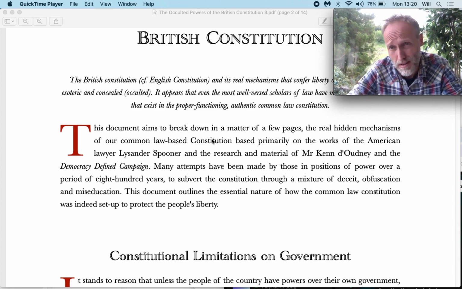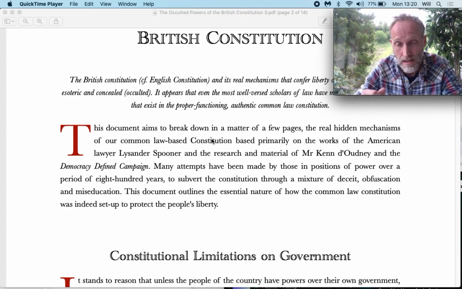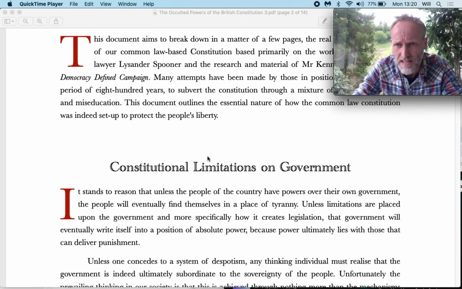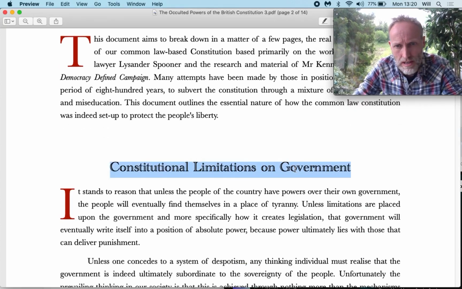Its main sources are the 1852 essay by Lysander Spooner, and also that interpreted by Ken Dewdney of the democracydefined.org campaign, and I really would urge you to go onto that website and have a look at the excellent work that he's done on this, and maybe even purchase his book, Democracy Defined, The Manifesto, which is a fantastic and important resource as well. So let's get into this. Constitutional limitations on government.